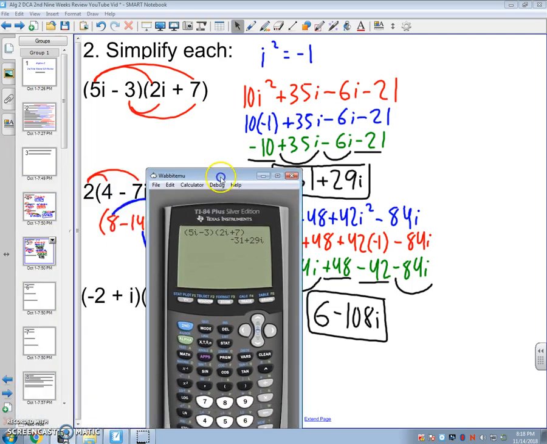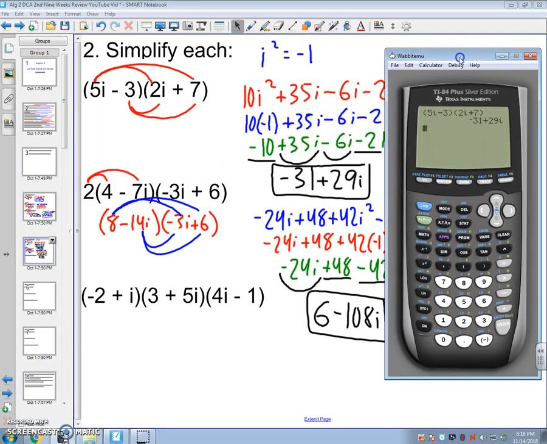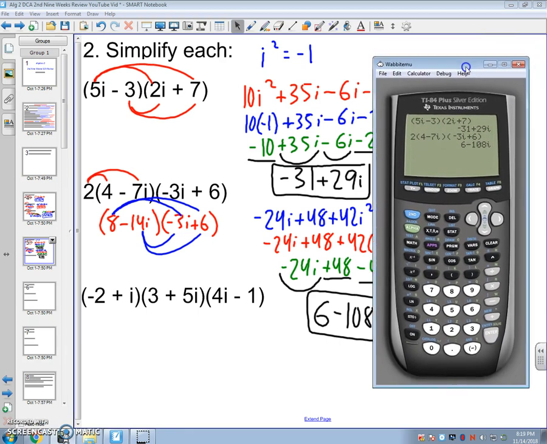I'll try this for the second one. Hopefully we get 6 minus 108i. So it's 2 parentheses 4 minus 7 second period parentheses open parentheses negative 3i second period plus 6 close and enter. 6 minus 108i. So that's how you multiply. The calculator can do this for i, so if you're regular you can type it in the calculator.